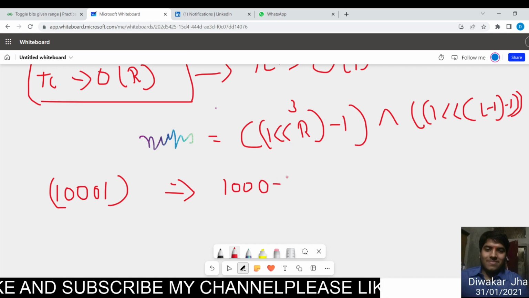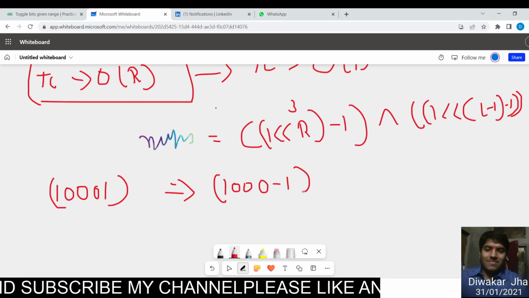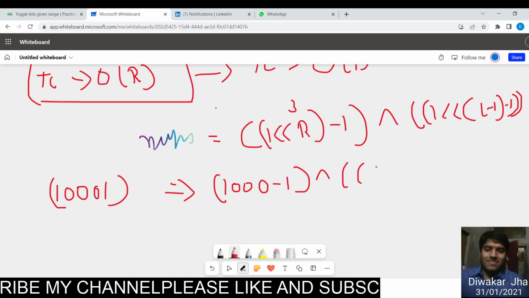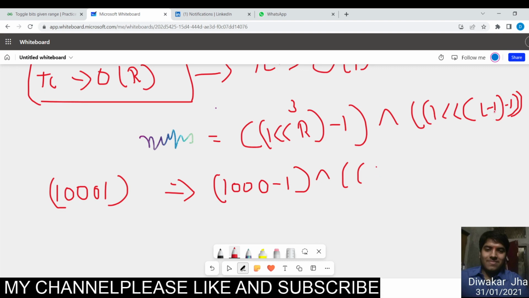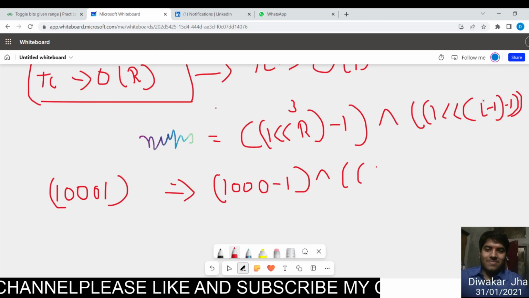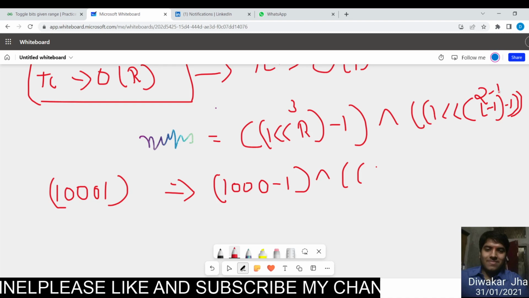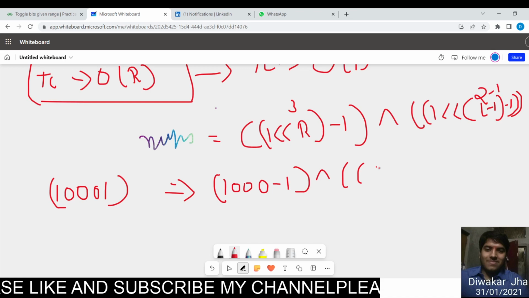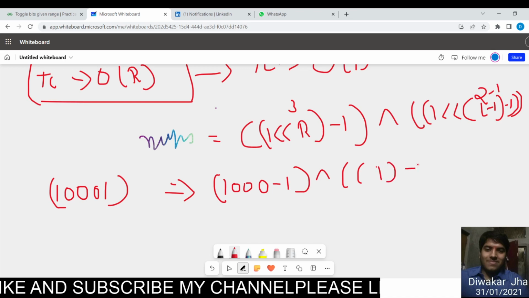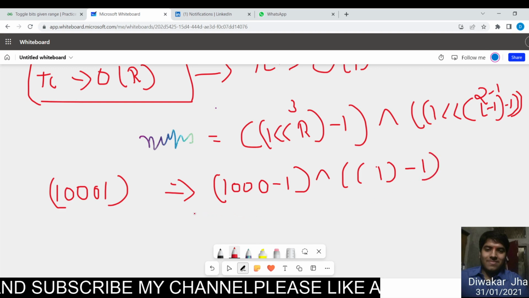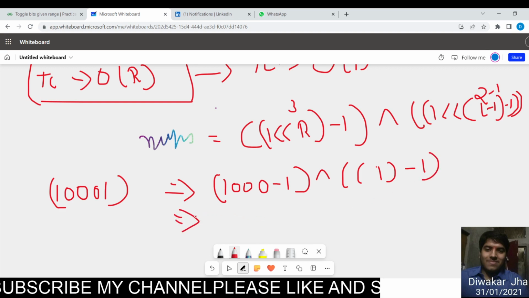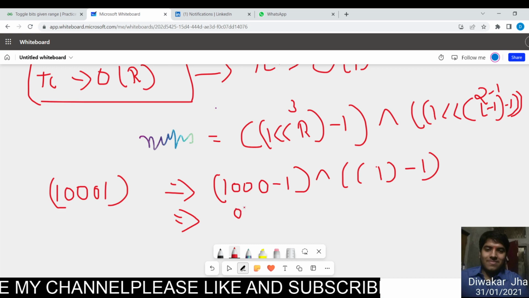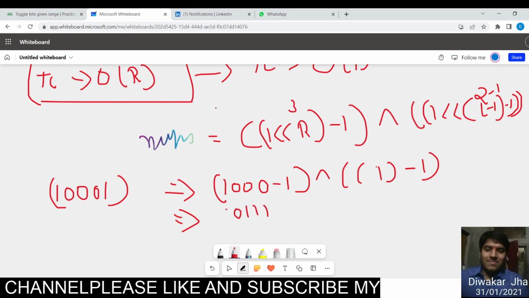Okay, minus 1. After that, the XOR operation. Now L minus 1: L is given as 2, so 2 minus 1 is 1, so 1 shifted one time, minus 1. I hope you all understood very well. So this is the value 8. 8 minus 1 is 7, so the value is 0 1 1 1.